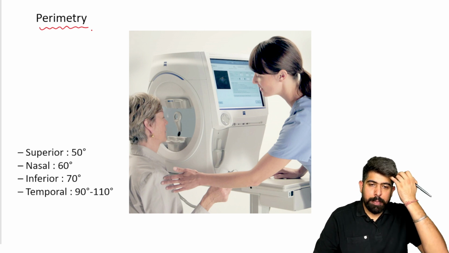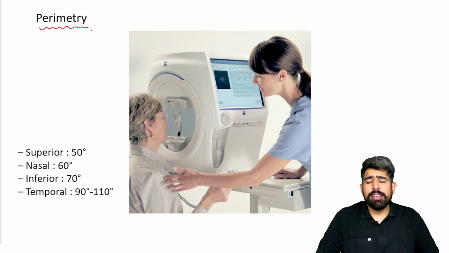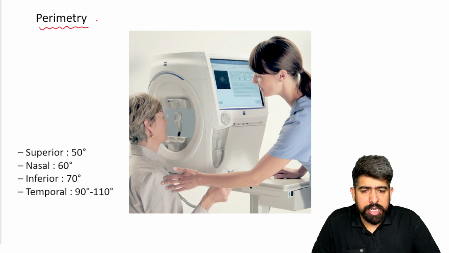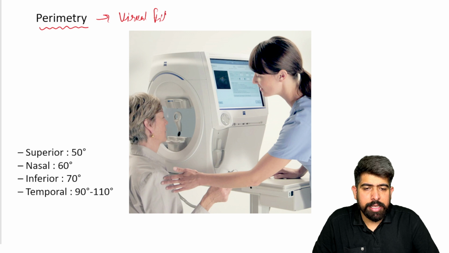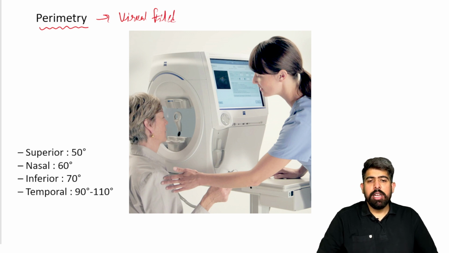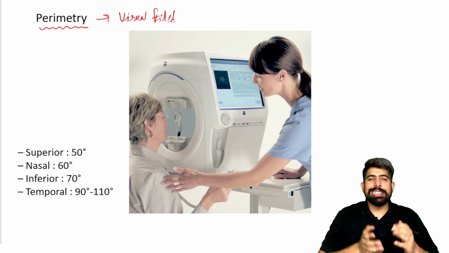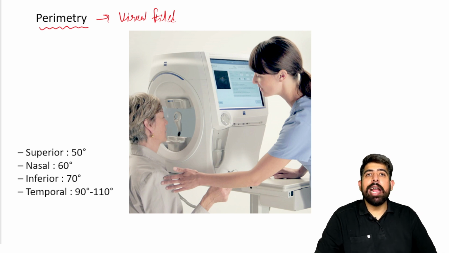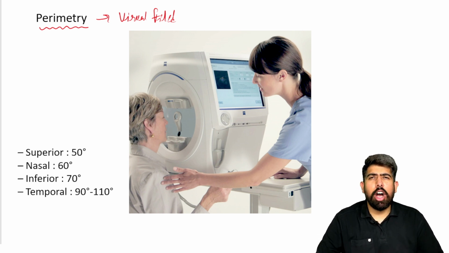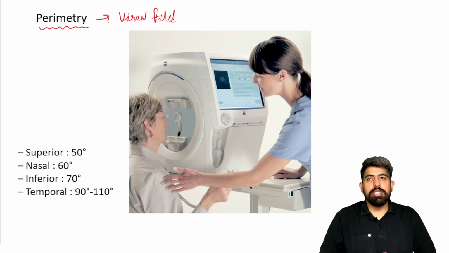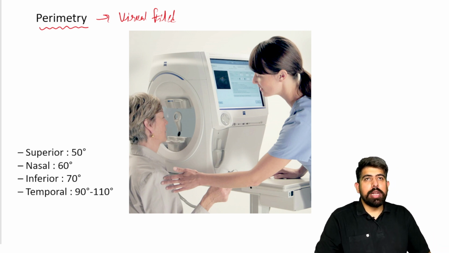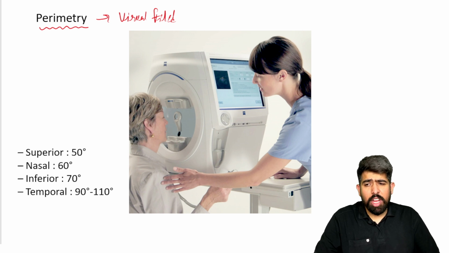Please understand, through the perimetry we are going to get the visual field. What do you mean by the visual field? We have to see how much field of view we have. So what is the meaning of your visual field? As I'm seeing in front of you, without moving my neck and without moving my eyeballs, how much I can see, how much of the view I can see, this is known as my visual field, right?